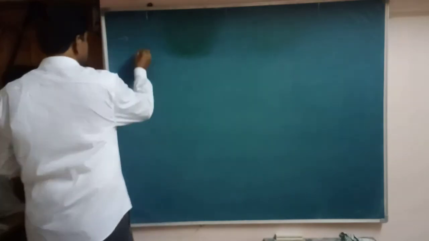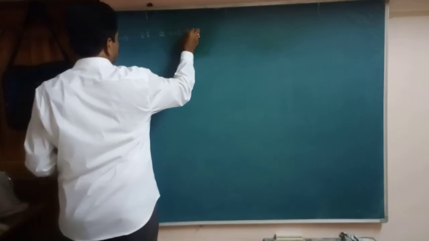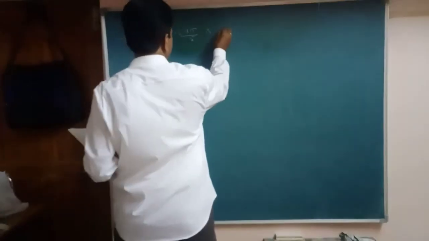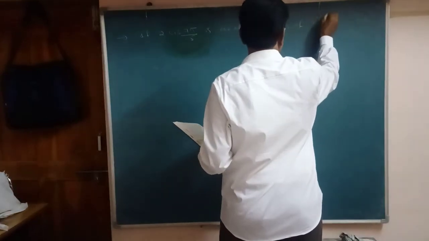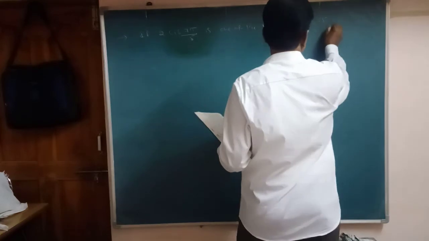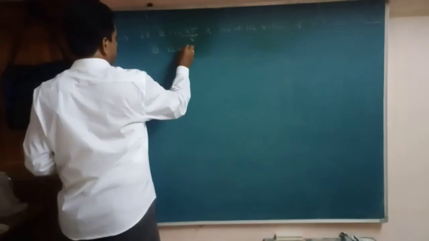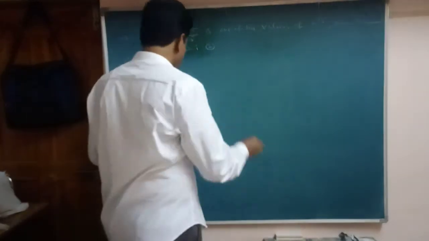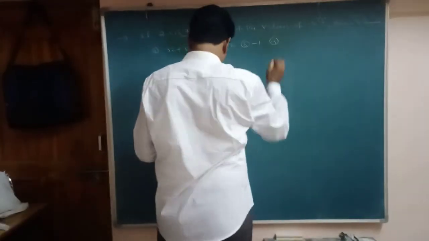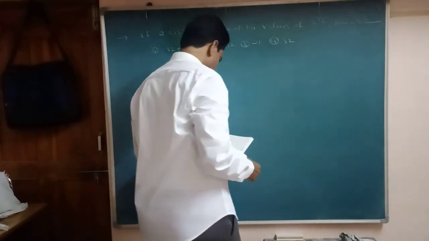Next one. If 2 is 7 pi by 5, 7 pi by 5 is one of the values of z power 1 by 5, then z equal to, so that is first one 32 plus 32i, and second one minus 32, third one minus 1, and fourth one 32.